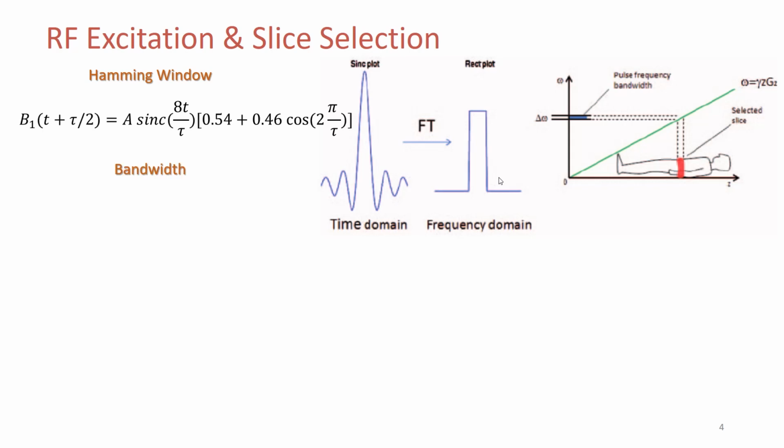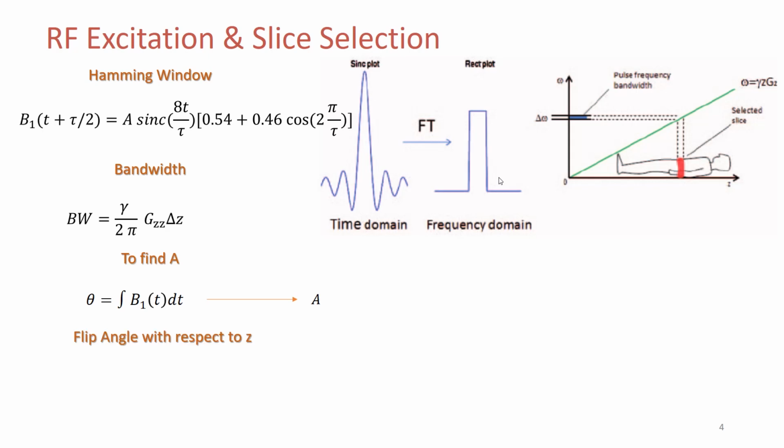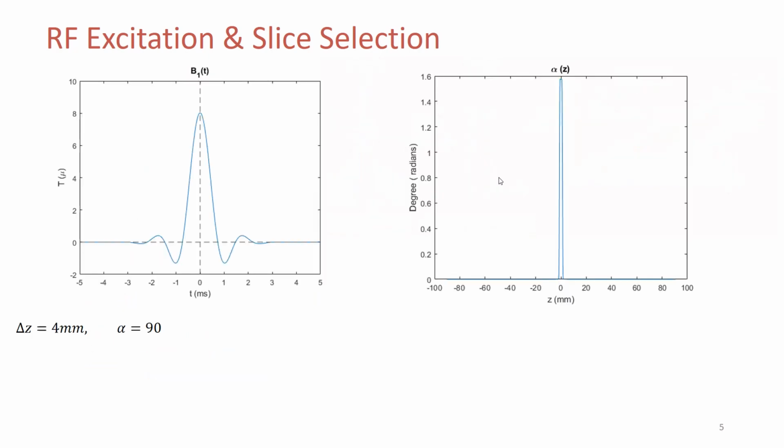Tau is related to bandwidth, which is found through delta Z, thickness of the desired selection, and slice selection gradient, G is the set. Hence, after deciding delta Z, we can find the value of tau, and to decide the value of A, we can find it through the flip angle, and that is the integration of the RF pulse should yield the flip angle. So to adjust the desired flip angle, we can adjust the A. And finally, flip angle with respect to Z is found from the Fourier relation, as you can see here.